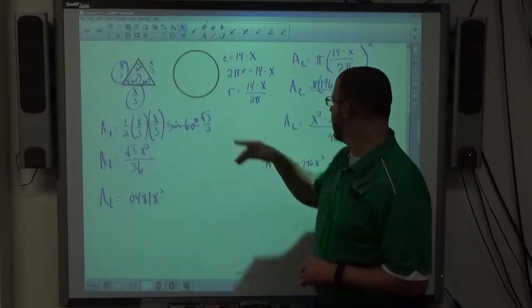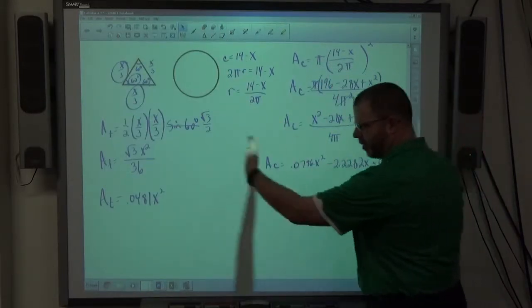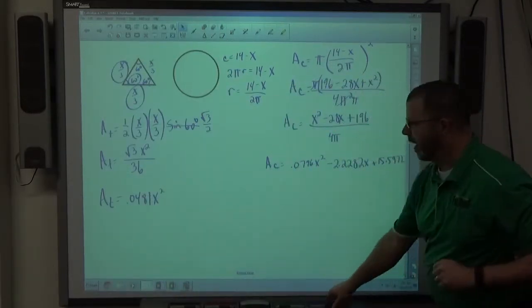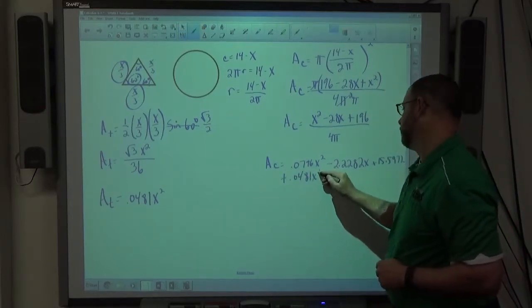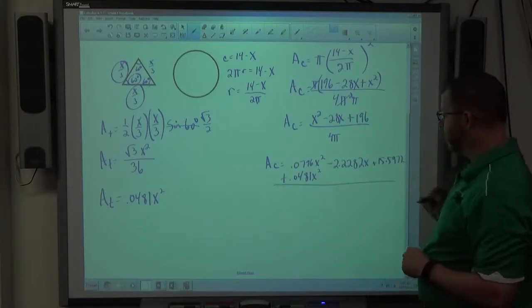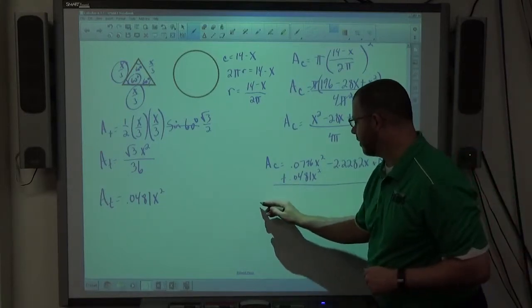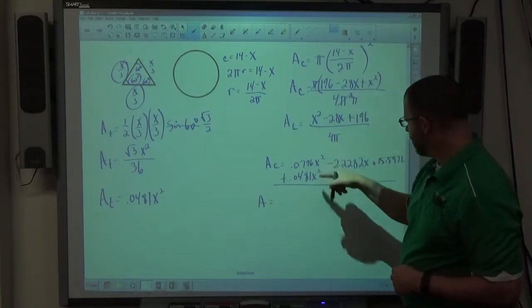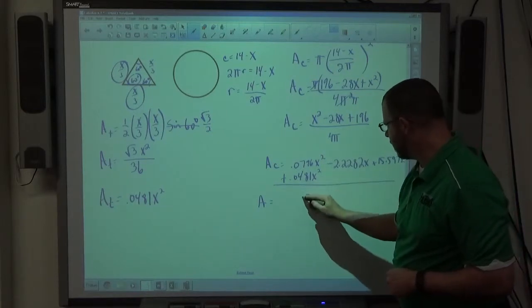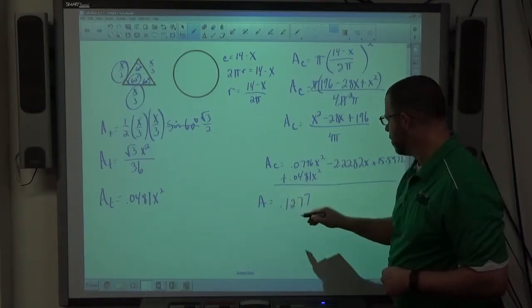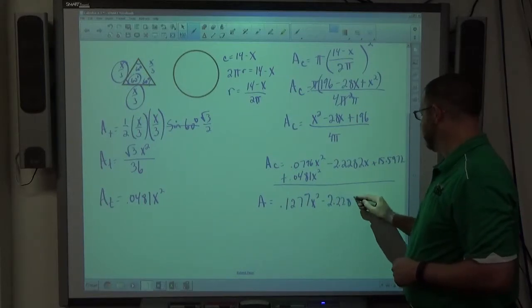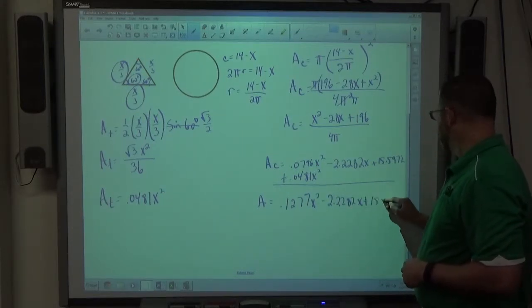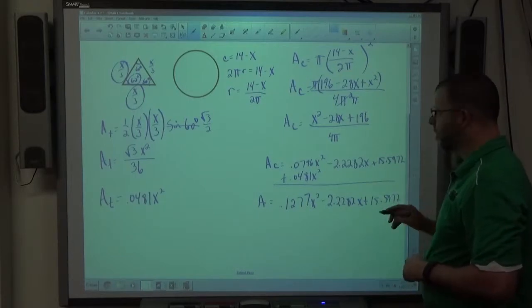Just like that, we get our area formula as a quadratic function and another quadratic. If we add the two areas together, it's just a matter of adding 0.0481x squared to this 0.0796x squared. So the total area is going to be, let's see, that's 7 carry the 1, 2 carry the 1, 0.1277x squared minus 2.2282x plus 15.5972.